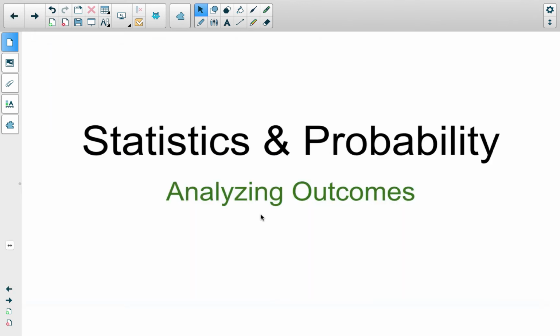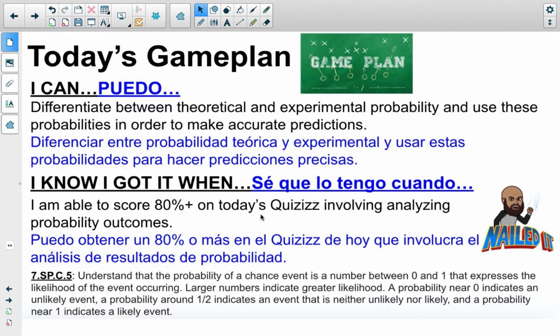Today we're going to look at analyzing outcomes within statistics and probability. So today you guys are going to be able to differentiate between theoretical and experimental probability and use these probabilities in order to make accurate predictions. You're going to have another quiz today. Your goal, remember, is always 80% or higher within those 3 attempts that relates directly to today's lesson.